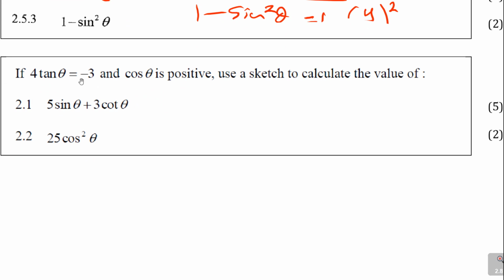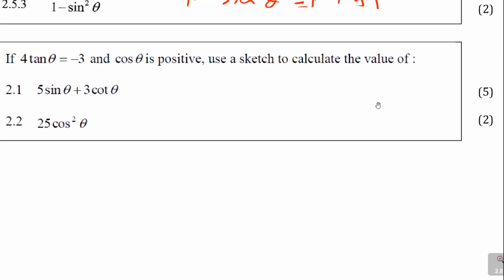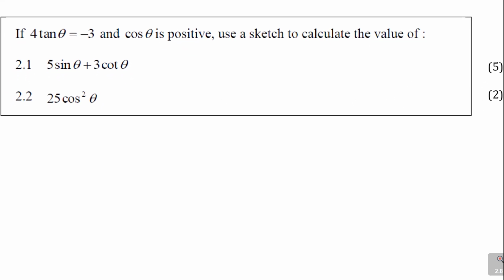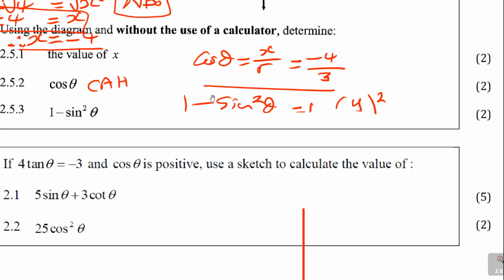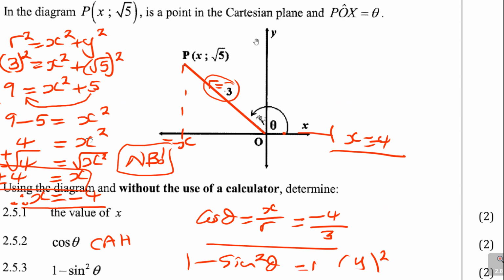If 4 tan theta is equal to -3 and cos theta is positive, use a sketch to calculate the value, 5 marks. Use a sketch. I love this. This is beautiful. Look at this. This is lovely. They are saying you're given this. When they say use a sketch, they want you to sketch it now yourself. All along they've been sketching for you, but now you're going to sketch it for yourself.